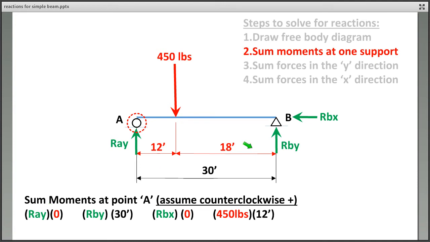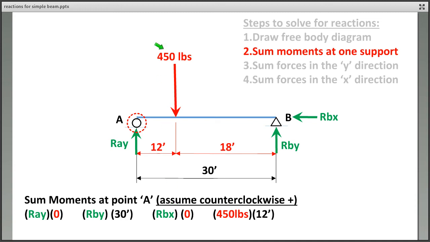Go to the next vector, RBY. Again, this is in the Y direction. So I ask myself, I need an X distance. What is the X distance between RBY and point A? And the X distance is 30 feet. So I put 30 feet in here. Next vector, RBX. That's in the X direction. So I need a distance in the Y direction. And I ask myself, what's the Y distance between RBX and point A? And the answer is 0, because again, that vector goes right through point A.